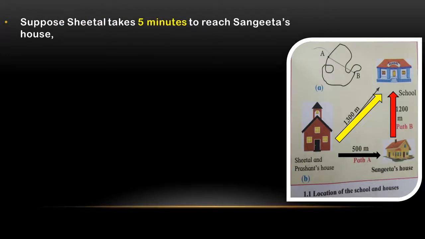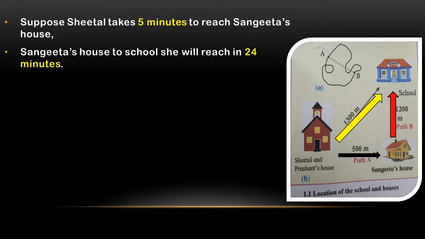Okay, now first, suppose Sheetal starts a journey from her house to Sangeeta's house, and she will require how many minutes? 5 minutes, which I have indicated with the yellow color. Okay, and Sangeeta's house to school, that means Sheetal will cover the distance from Sangeeta's house to school. It will be 24 minutes.